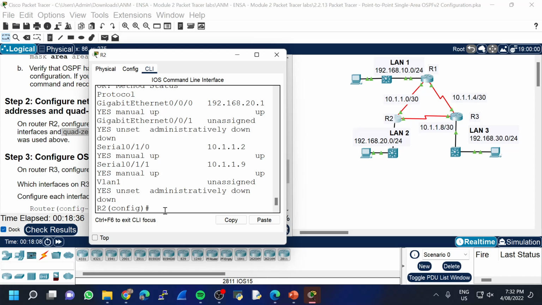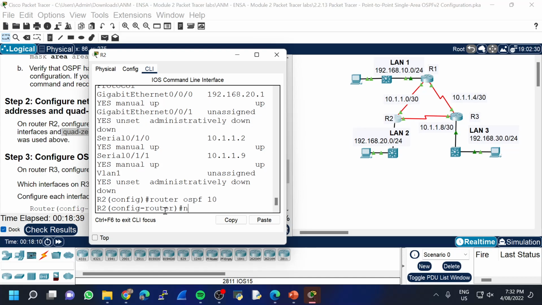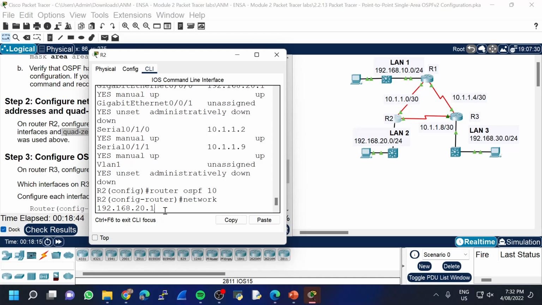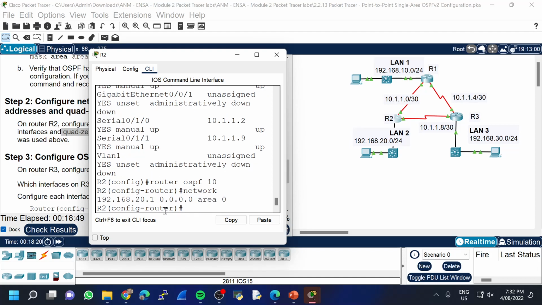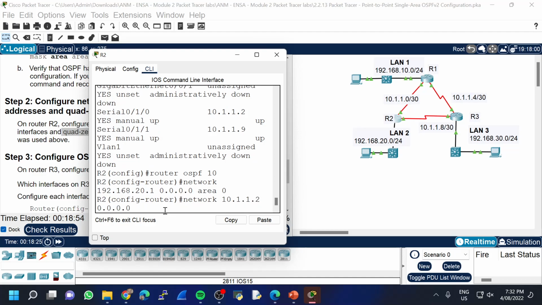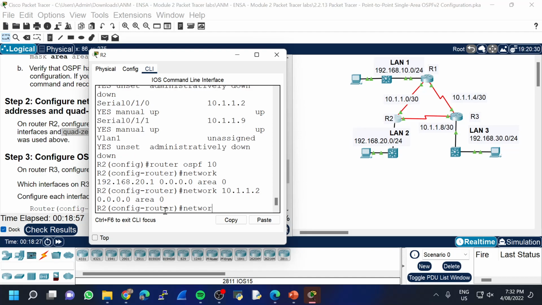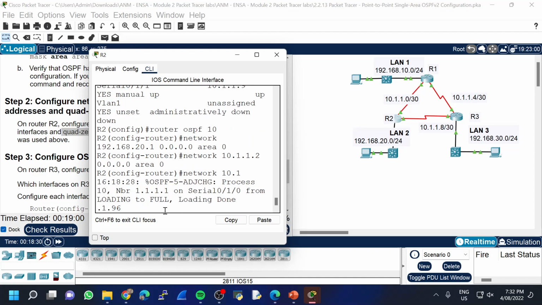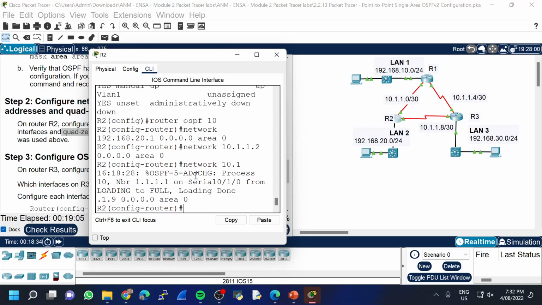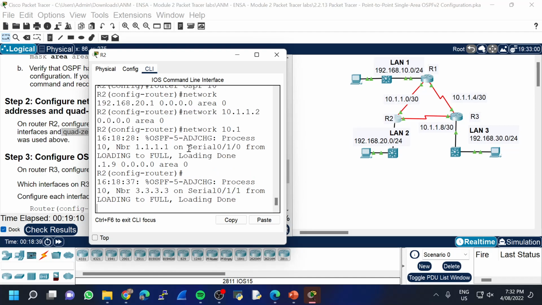So this is exactly what we're going to do. Router ospf 10, network 192.168.21, and then quad 0, area 0. There you go. And then the other one. That's just the interface itself, is it? Yes, just the interface itself. So why would you do that? I don't know. Just some Packet Tracer nonsense for you today. And there you go.